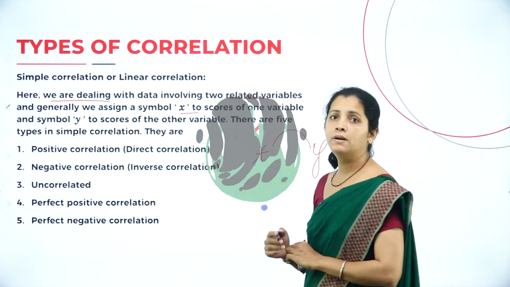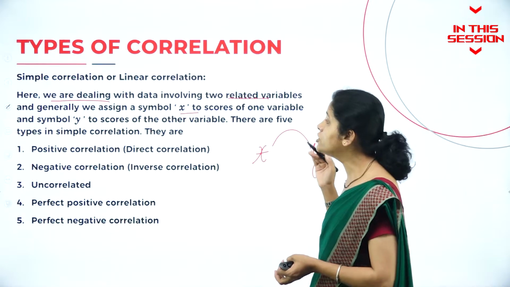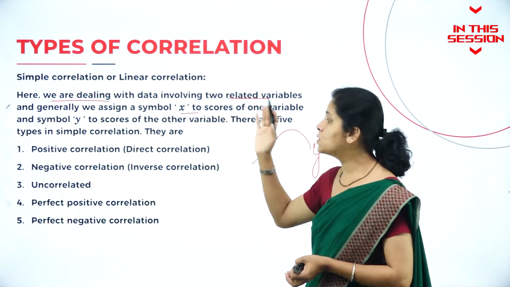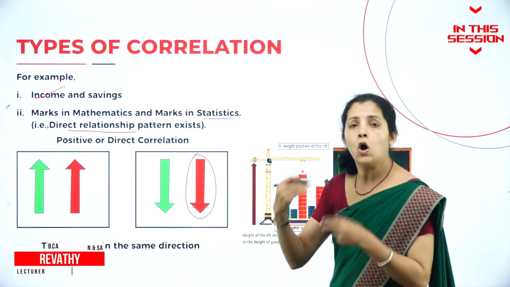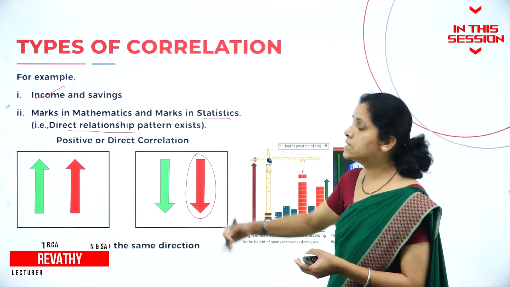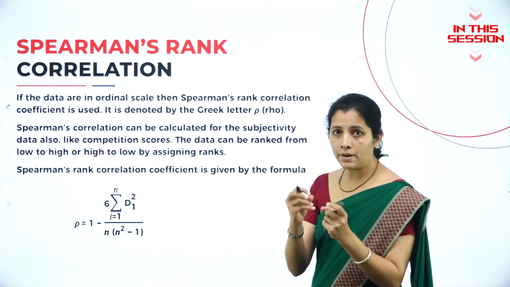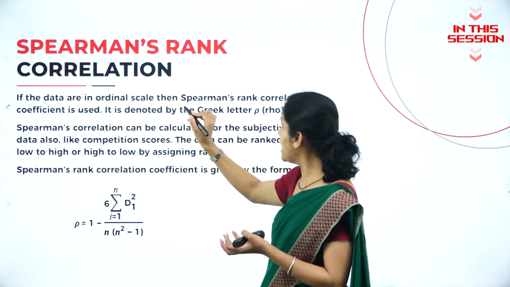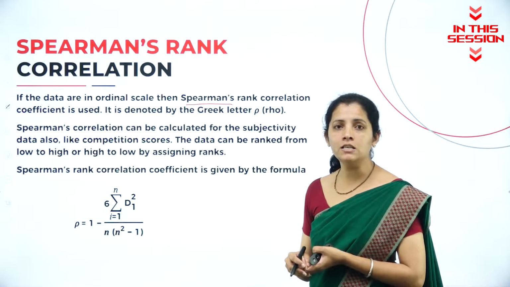These variables, how they are related to each other, what is the relationship, that is known as simple or linear correlation. If marks in mathematics increase, obviously marks in statistics are also going to increase. If the data are represented in the form of an ordinal scale, then Spearman's rank correlation coefficient is used.